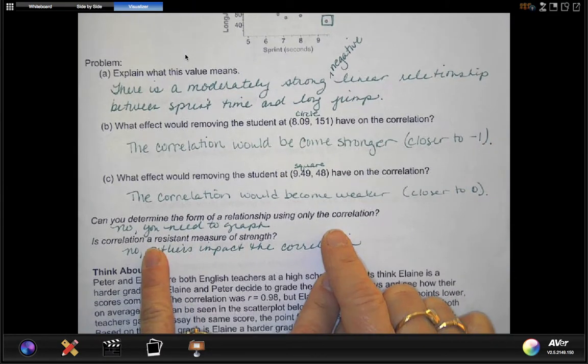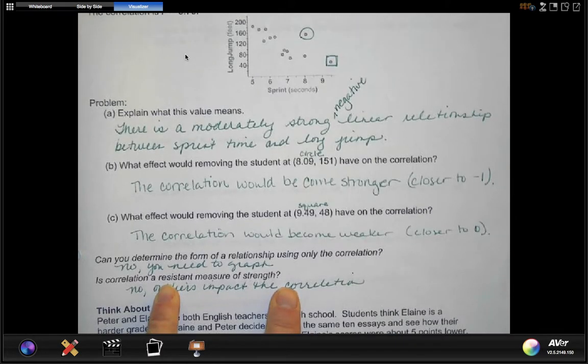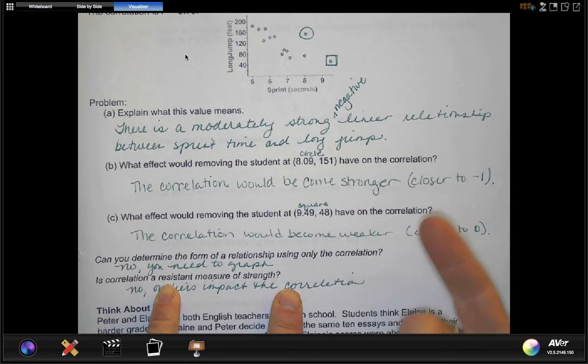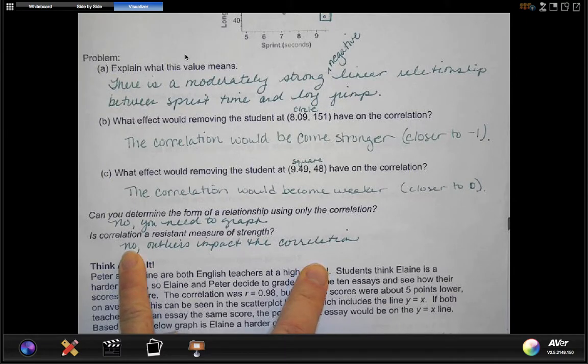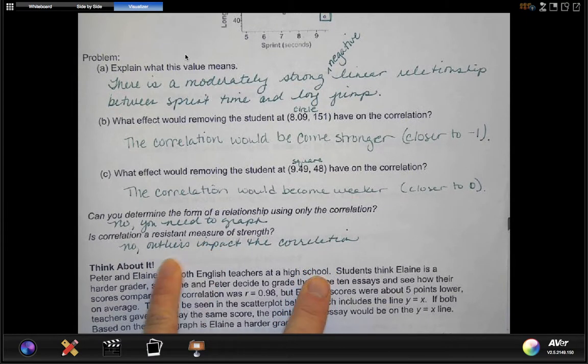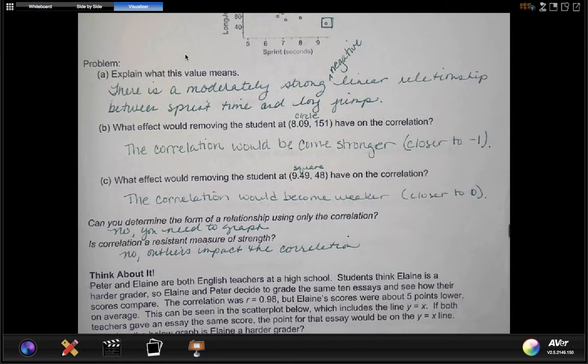Can we determine the form of relationship using only the correlation? No, you need to graph. Like I said, you can plug any numbers into that formula and get an answer. But if you haven't looked at a graph, you don't know if your relationship's linear or not. Is correlation a resistant measure of strength? No, outliers, as we can see here, can clearly impact the correlation.